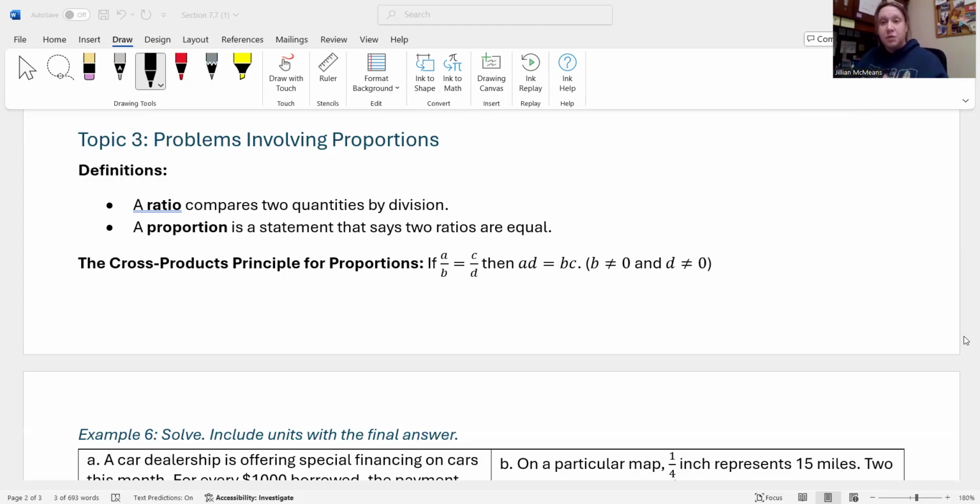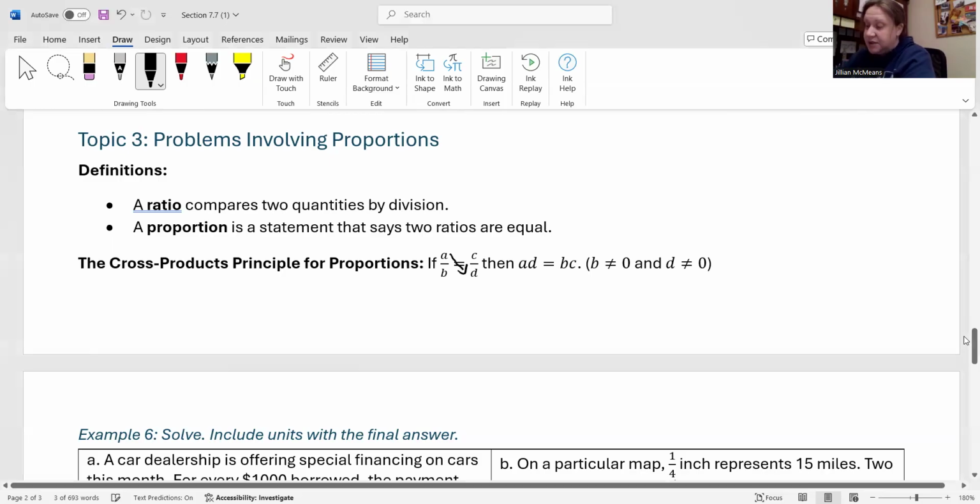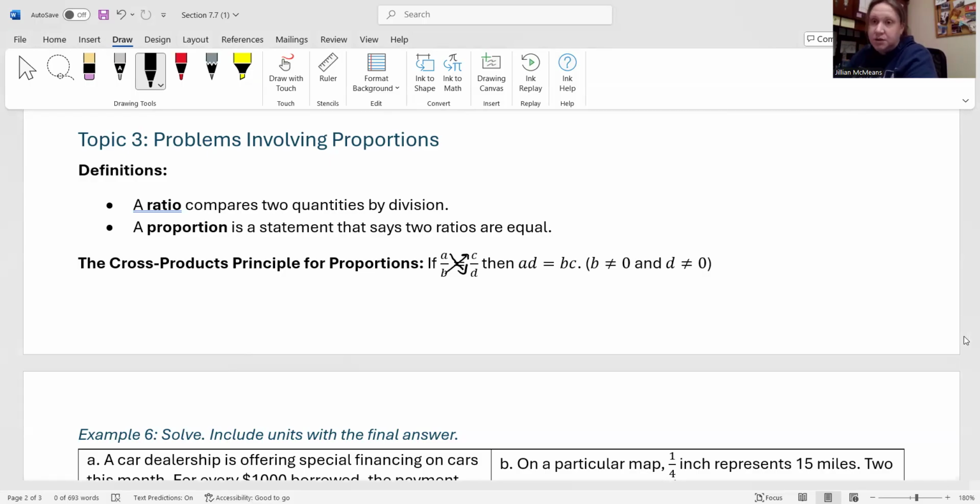We can cross multiply. So there's something called the cross products principle for proportions. And it basically says if you have a proportion, that being A over B equaling C over D, if it truly is a proportion, then A times D equals B times C, assuming B and D are not zero. So that's the whole cross products thing. So we cross multiply and then we use that to solve. Okay, so nothing crazy here.